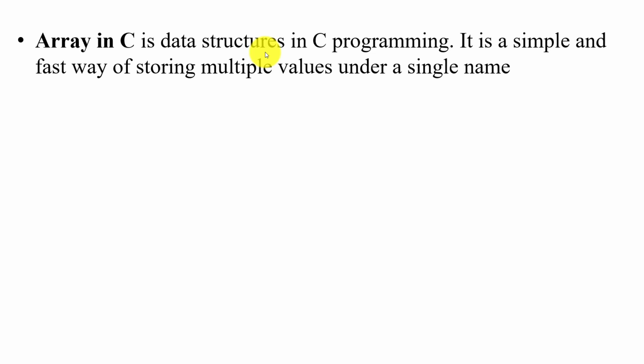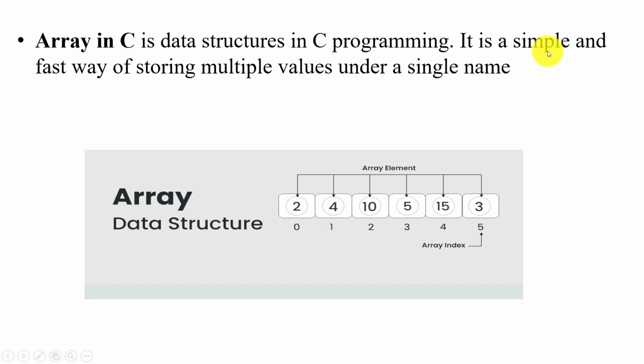If I consider integer, I have all integer values. If I consider character, all character values. And if I consider float, that is included in all data types. So the data type must be similar. So it becomes the data structure, and it is a simple, fast way of storing multiple values under a single name. Now here in this diagram I can store all of these: 2, 4, 10, 5 and so on. These are all numerical values, and under one single array I can store all these elements.